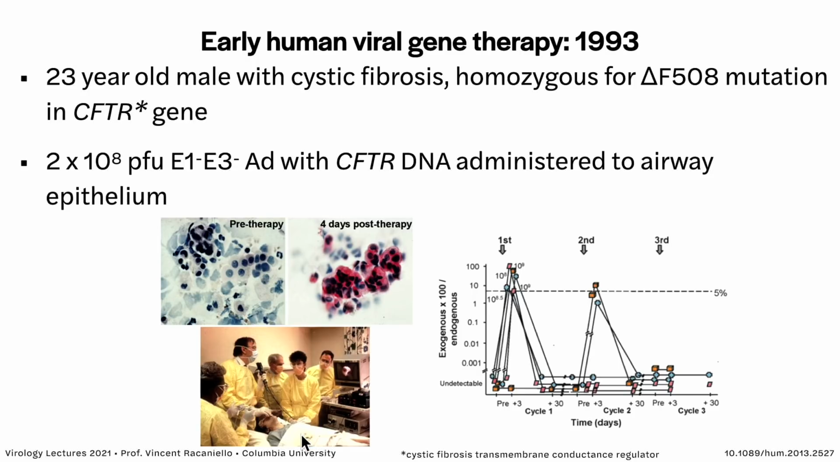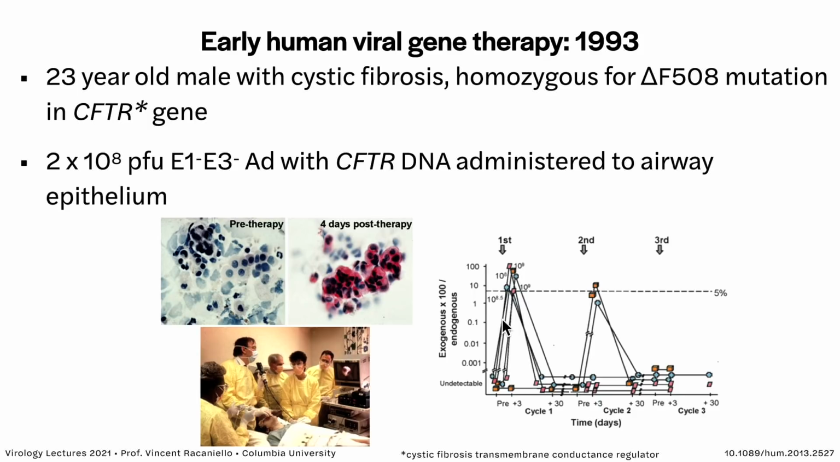Put the tube right down into the lung and spray in adenovirus. They sprayed in 10 to the 8th PFU of E1, E3 deleted adenovirus with the DNA for the gene inserted into it. So that was produced in cell culture, of course. And it infects the airway epithelium. And here is the result.